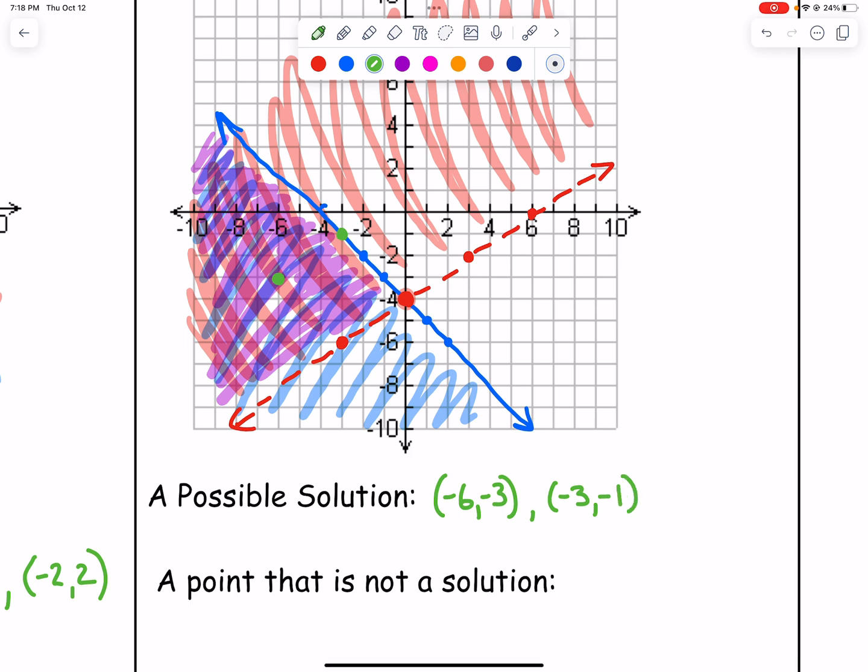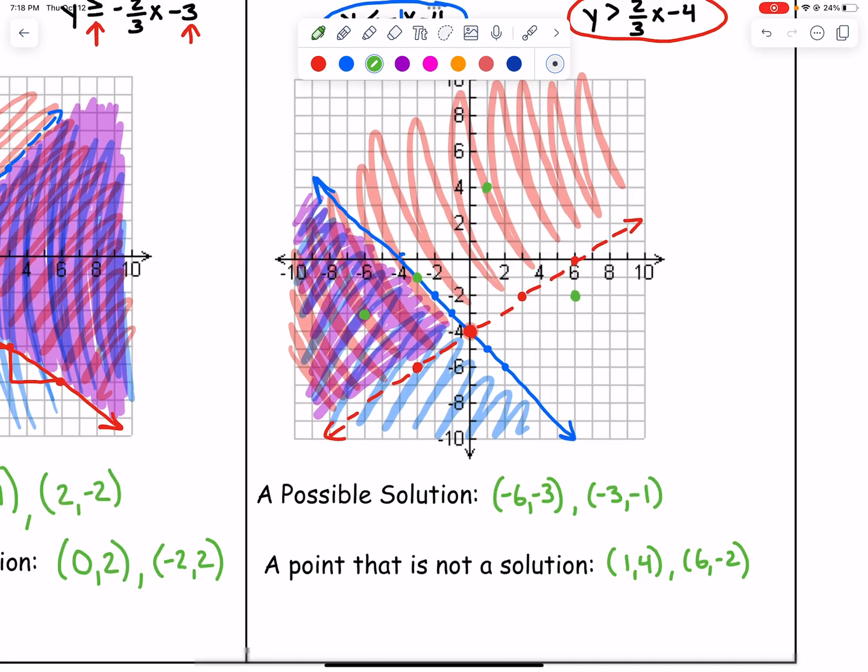A point that is not a solution. So let's pick out, like, we could say 1, 4 is not a solution. That's over here in the region that's not shaded in blue and in red. For instance, like 6, -2 is definitely outside all of the shaded regions. So that's definitely not a solution.